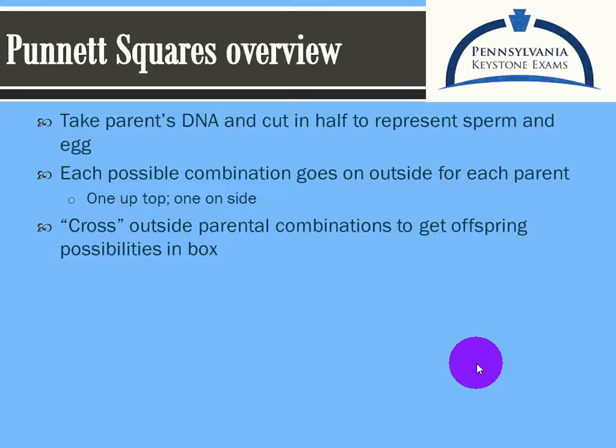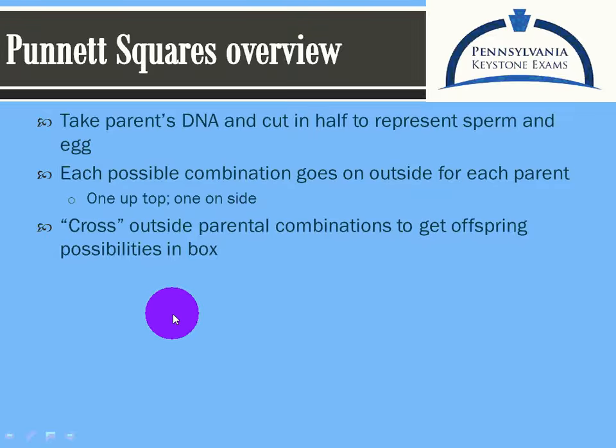So basically, what you're doing is you're taking your parents' DNA, or the P generation here, and you're trying to cut their DNA in half. And the reason they want to cut their DNA in half is because you're really making sperm and egg. And sperm and egg are a product of meiosis, and as we talked about in previous podcasts, we want to make sure that we have half the DNA so that our offspring have the correct diploid number. So what we do is we take those possible half DNA combinations and we put them on the outside of a box for the parents.